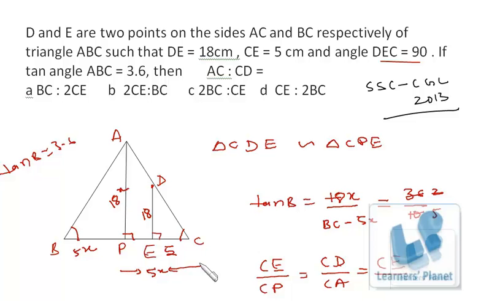So since BC is equal to 10x, CP will be what? BC by 2, right? So CD by CA is 2CE by BC. So here we are asked AC by CD, that will be BC by 2CE, right? BC by 2CE. So a very simple concept of similar triangles we have used over here, nothing else, right? And this problem should not take more than a minute to solve, right?